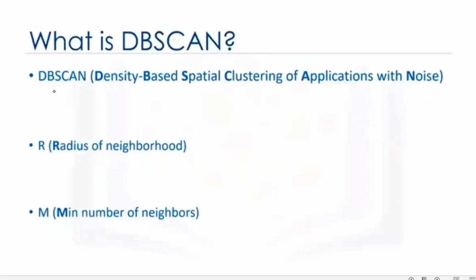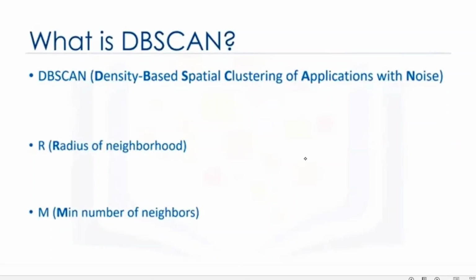DB-scan's full form is density-based spatial clustering of applications with noise. With noise means the outliers will be separated. The outliers will also be visible in the scatter plot, and you can easily identify the noise. Noise is nothing but anomalies, also called outliers, which do not belong to any of the classes. If a point is separated, it is an anomaly.